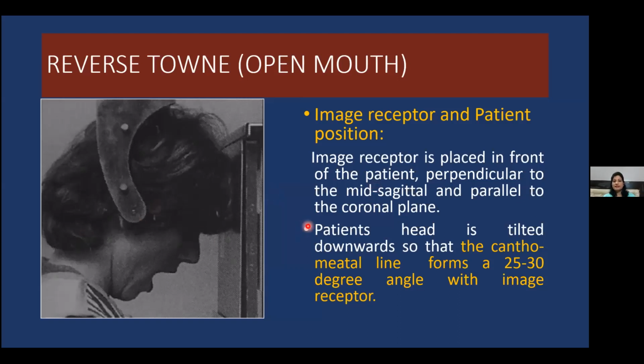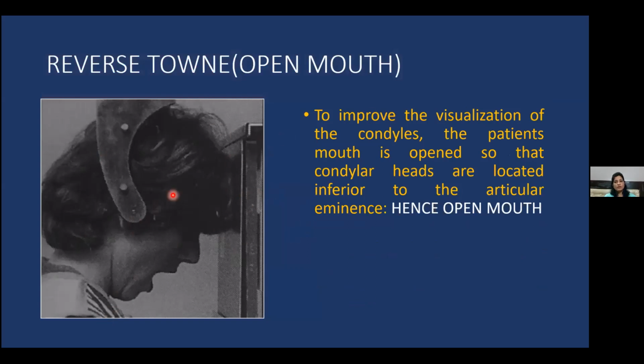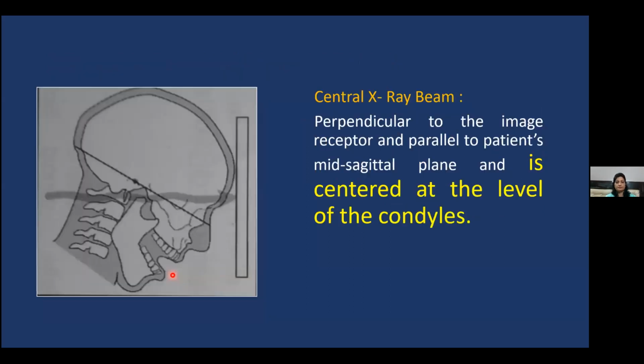Okay. So the patient's head is tilted downward. Here the canthomeatal line forms a 25 to 30 degree angle with the image receptor. Now, to improve the visualization of condyles, open the mouth. This is an indication for condylar neck fractures. I want to see the condyles properly, so I will open the mouth. Condyles come out of the eminence, or they move. That's why you do this radiograph in an open mouth position, to visualize the condyles properly, so that your condylar heads are located inferior to the eminence.